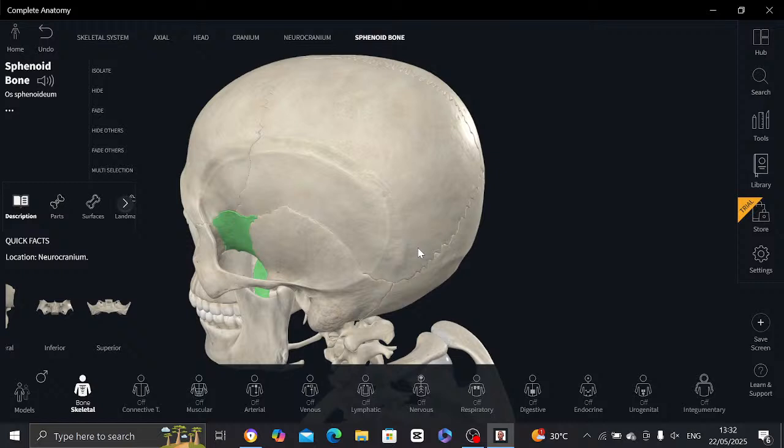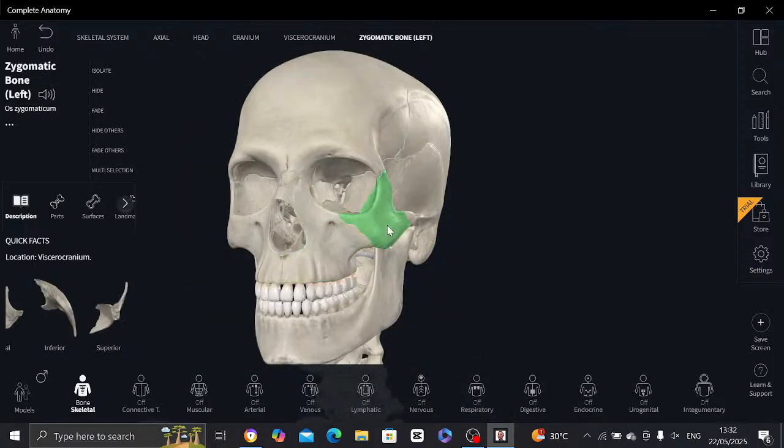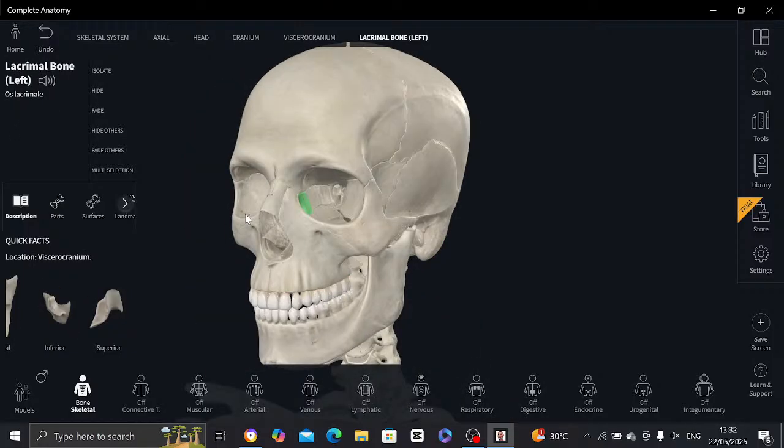We have the parietal bones. We have 2 temporal bones. We have the sphenoid bone, and then we have the occipital bone. Then from the facial bones, we have 14 of them. Zygomatic bones. We have the lacrimal bones. We have the ethmoid bone.